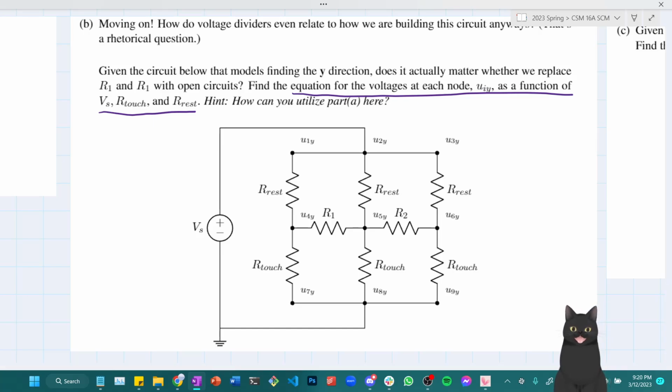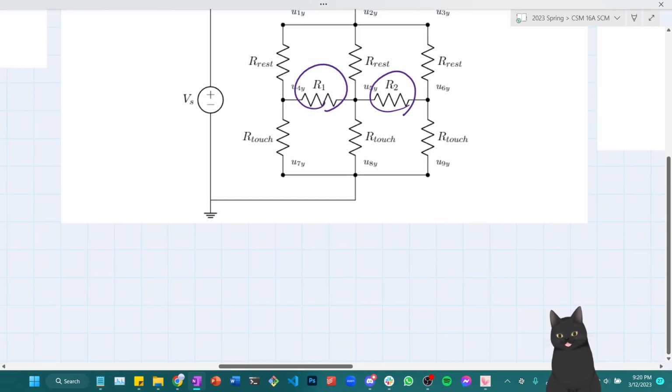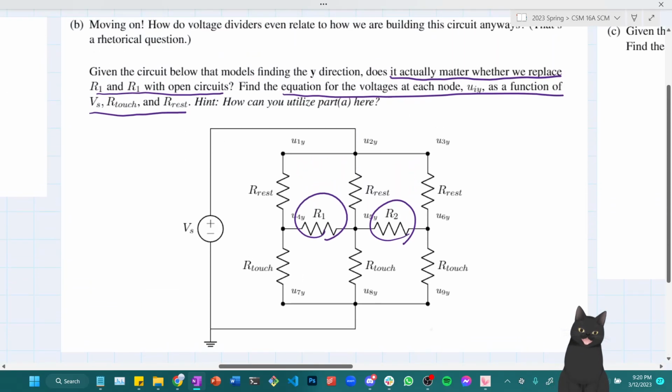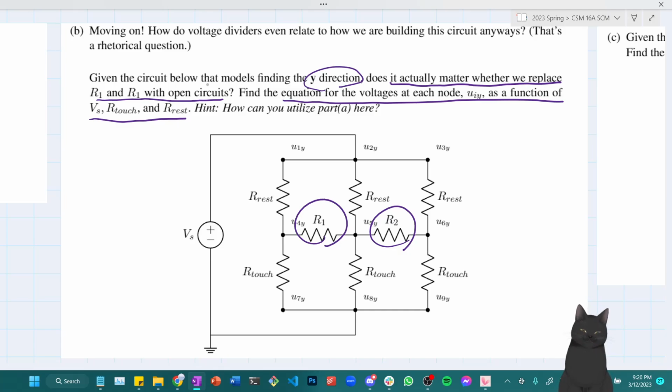So once again, the question is asking, does it actually matter if we replace these resistors with open circuits? So what is the difference between putting a resistor and putting an open circuit here? Well, actually, before that, let me just briefly explain what we mean by finding the y direction here, so we do really understand the premise of this question prompt.